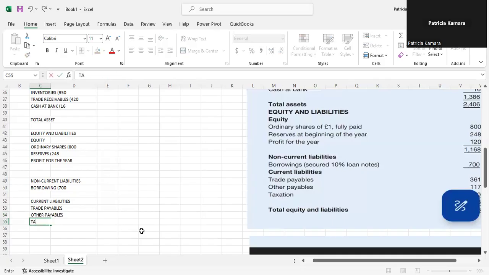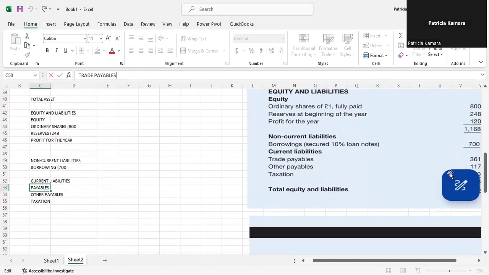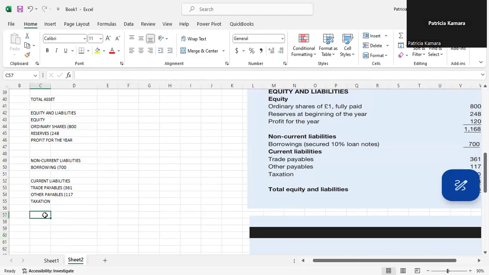And then we have taxation. Taxation too is a figure that has to be calculated. So for trade payable, it is 361. And then other payable has been given as 117. Okay. So now we will have our total equity and liabilities, or you can say liability, whichever.